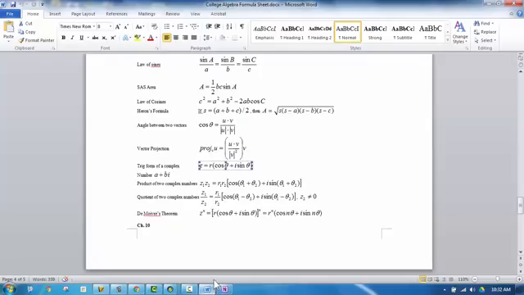Now what you can do is go to the formula sheet, and once you're in trig form, you can find the product of two complex numbers, the quotient of two complex numbers, and even raise a complex number to a power very quickly with these formulas. That's the benefit of putting it into trig form. So what we're trying to find is a complex number raised to a power. So we're going to use this formula right here.